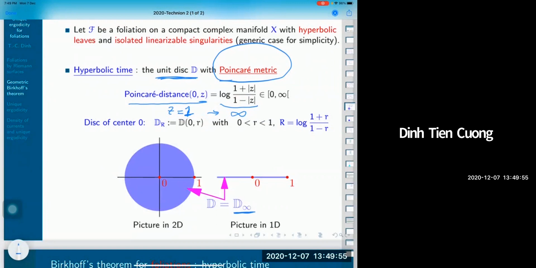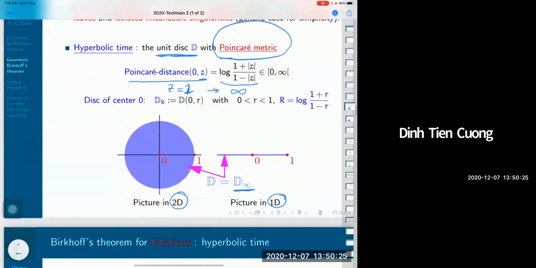This is a picture in dimension 2 on the left side, but I'm going to use the picture in dimension 1 because I don't have enough space to draw a picture in dimension 2 in the next picture. So the picture in dimension 1 looks like an interval from -1 to 1, as you can see here. This for me is D infinity, the Poincaré disk. The Poincaré radius is infinity.